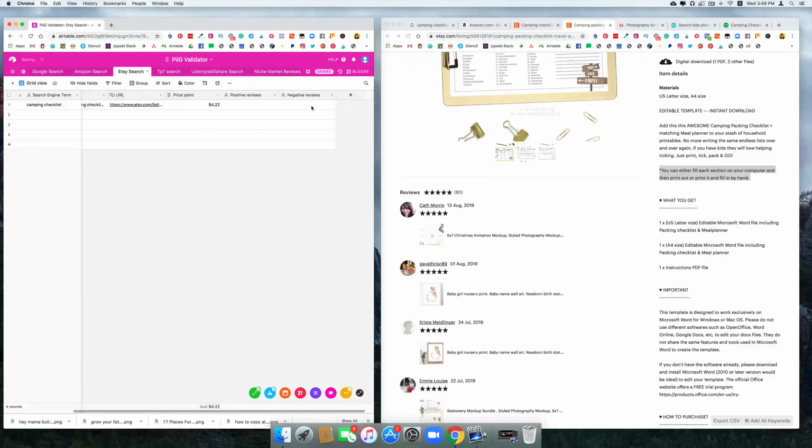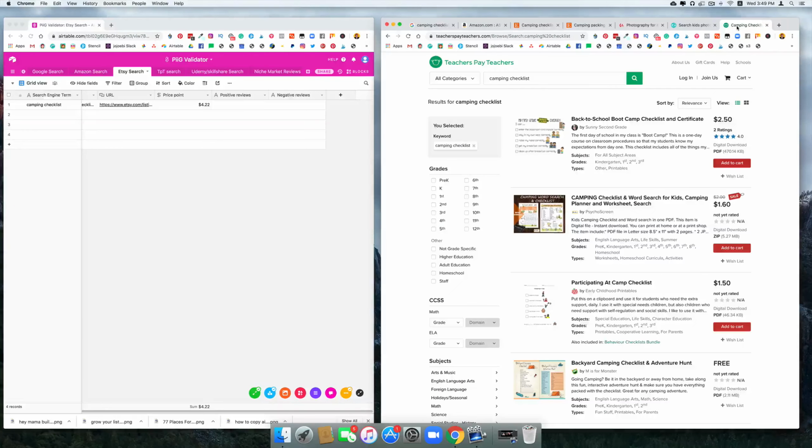Okay, so we haven't got reviews for that one, never mind. And then let's just try Teachers Pay Teachers. So Teachers Pay Teachers is really for teachers that are selling to other teachers. And there are a lot of printables on here. There's thousands and thousands of them.